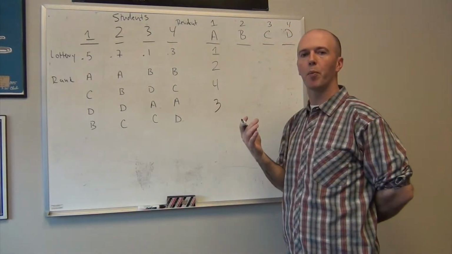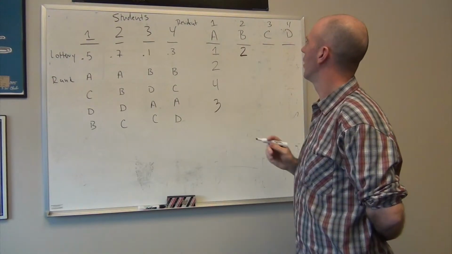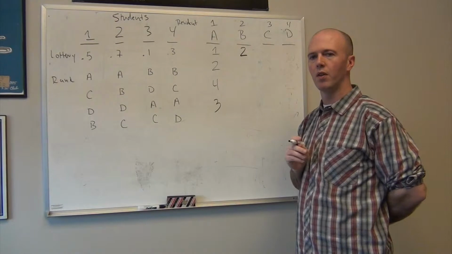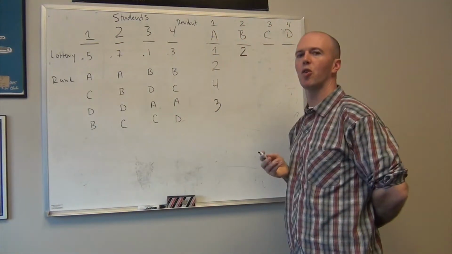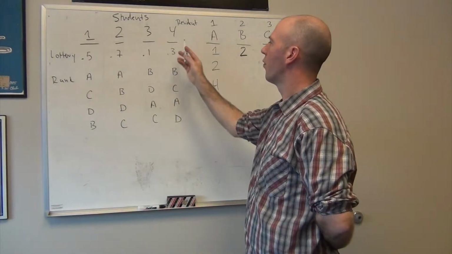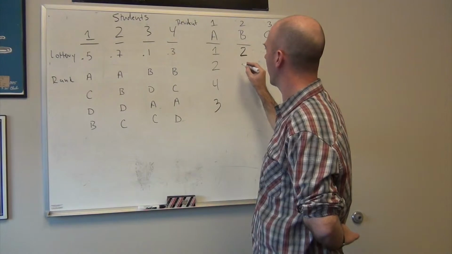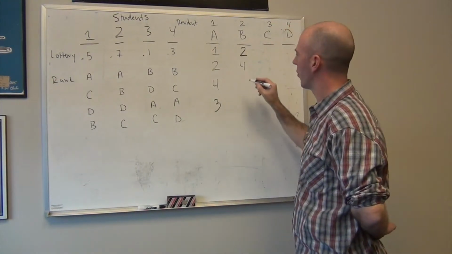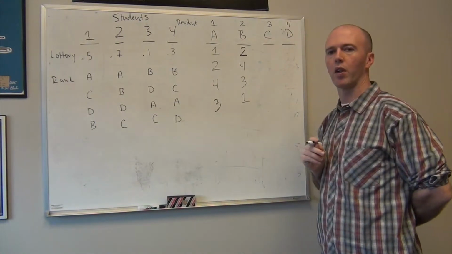Let's do the same thing for B. First is always the neighborhood student, and B's neighborhood student is 2. Now between 1, 3, and 4, we ask who ranks B the highest. 3 and 4 both rank B first, and 4 has the higher tiebreaker. So 4 is ranked next, then 3, and finally 1 is ranked last.